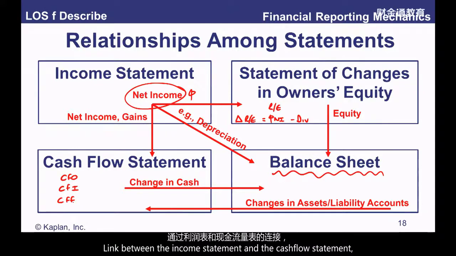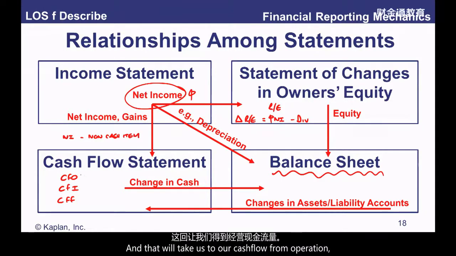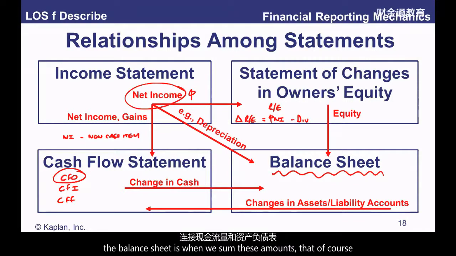Now, the link between the income statement and the cash flow statement, well, what we're going to do is take our net income and subtract any non-cash items, and we're going to be doing this in a later reading, and that will take us to our cash flow from operations. So there's certainly a linkage between the income statement and the cash flow from operations. Of course, the link between the cash flow statement and the balance sheet is when we sum these amounts.